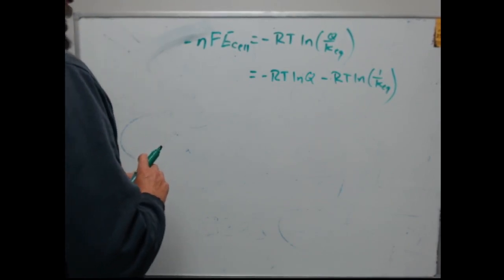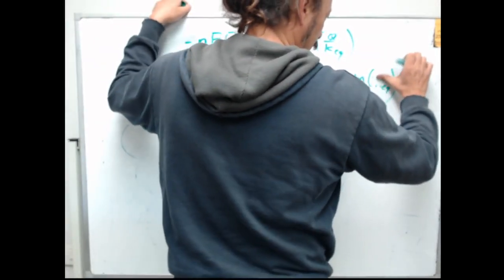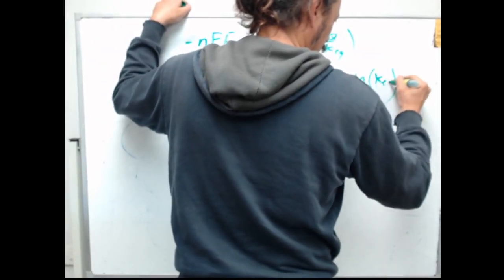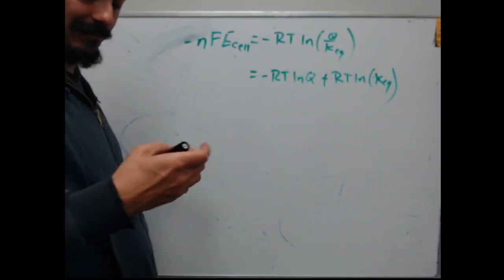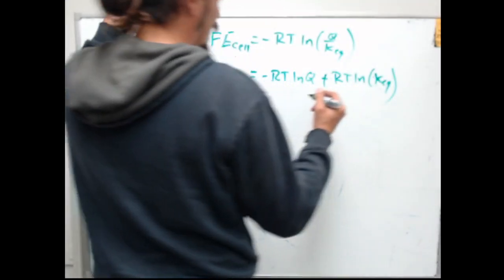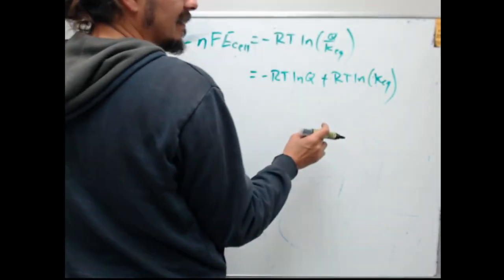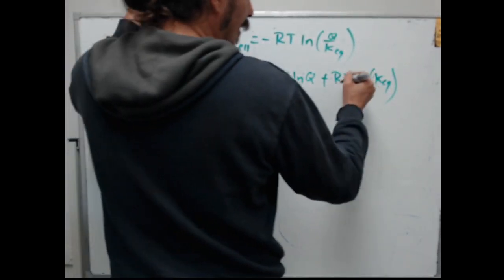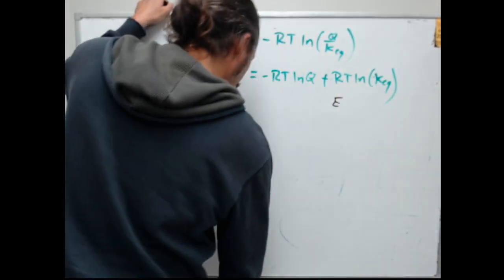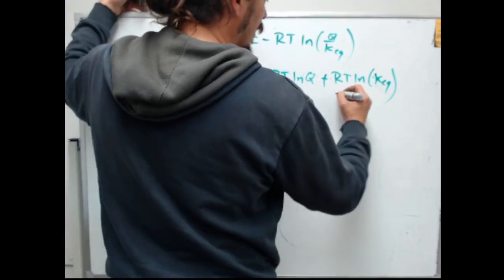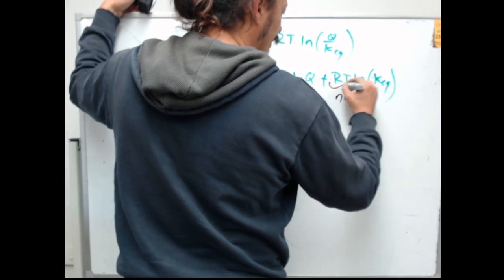Isn't it just minus ln K_eq? Yeah. Right, I can just do a little natural log rule. And here's the crazy part. This can be related back to E cell naught, right? This thing would be equal to the standard cell potential. This thing would be equal to nF E cell standard.